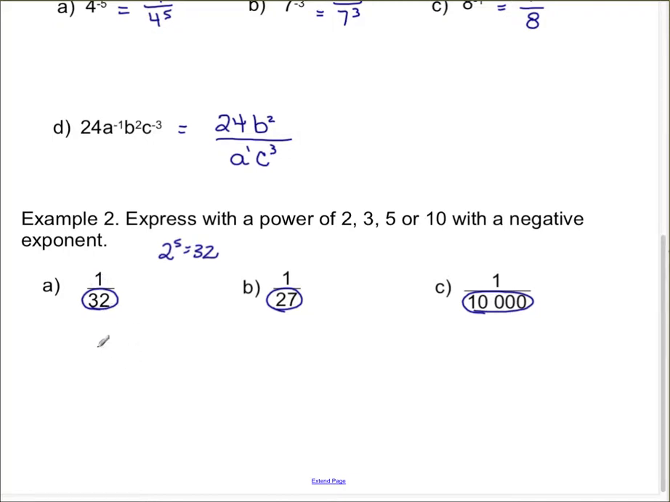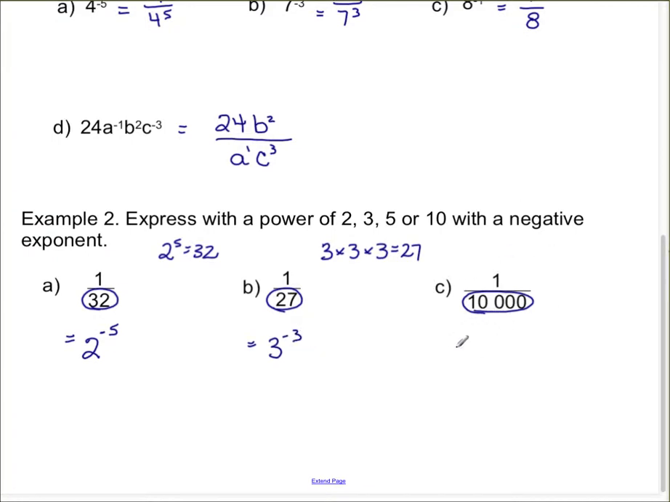So 1 over 32 must equal 2 to the -5. Same thing over here, 27 is probably the 3, since this one was the 2. And I just happen to know that 3 times 3 is 9, times another 3 is 27. Now if you don't know these, grab your calculator and start multiplying by 3 and see how many of them you take. So 3 to the exponent 3 is actually 27, which means that for this to be 1 over 27, it must have been 3 to the negative 3.